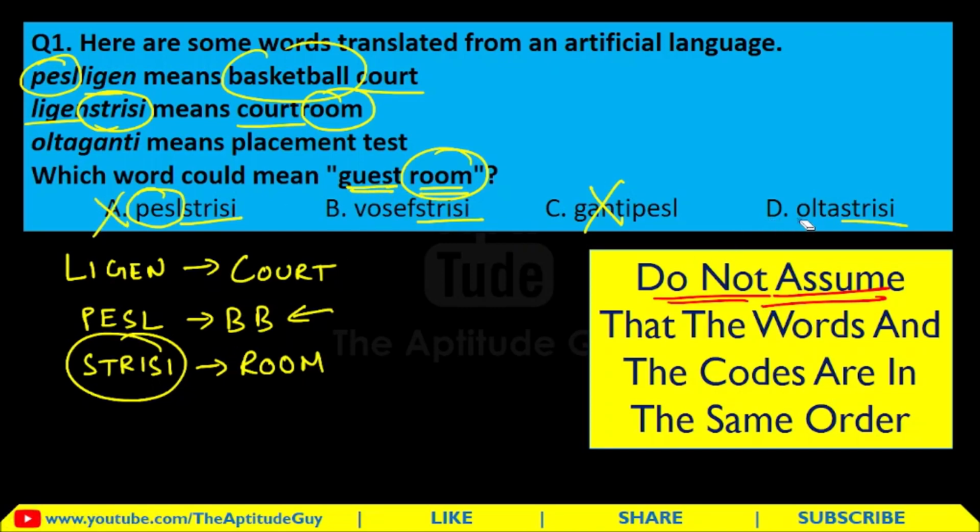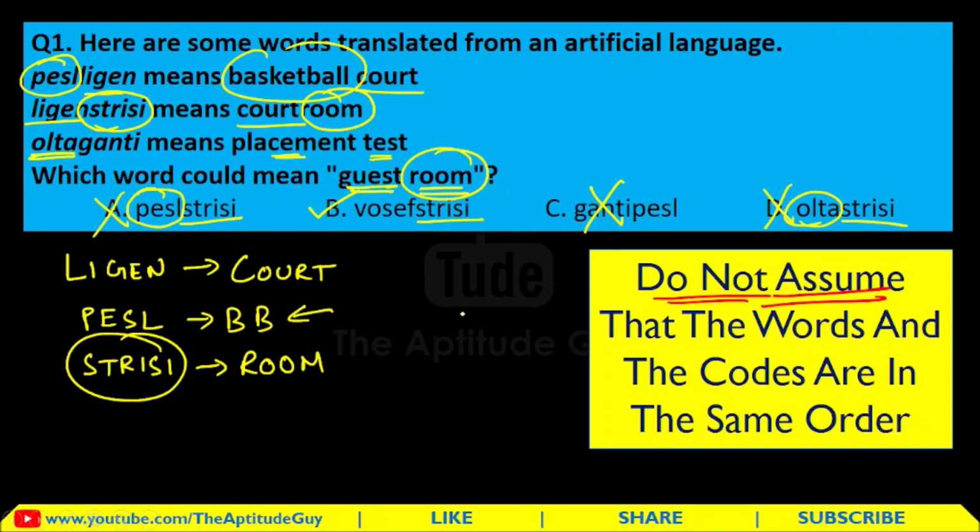Now option D starts with OLTA. And OLTA is over here. That can either mean placement or it can mean test. But can it mean guest? Absolutely not. It can either mean placement or test but not guest. So option D also is definitely wrong. The only thing left out is option B. That is the correct answer.